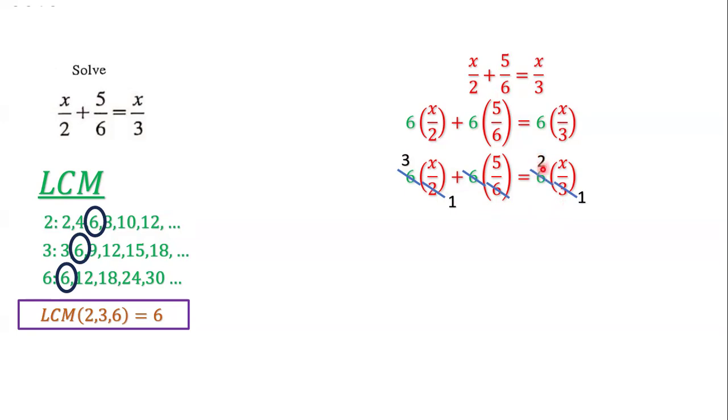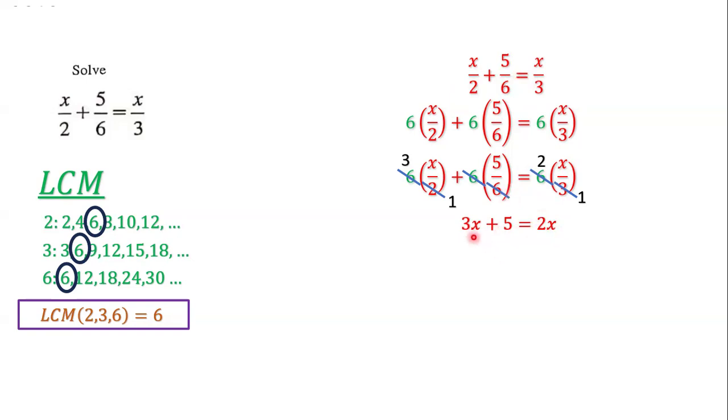And so what are we left with? Well, we are left with 3 times x, and 3 times x is 3x. We are left with this 5 on top, and we are left with 2 times x. And so what we have here is a linear equation that doesn't have the denominators at the bottom, and that's good. So we just have 3x plus 5 is equal to 2x, and this is definitely much easier to solve than the one that we have above.